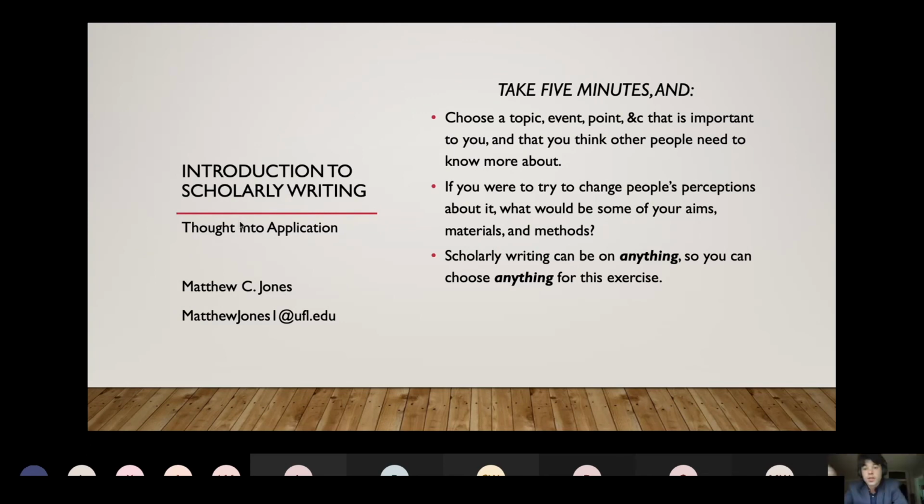It can be literally anything that is on your mind. But again, something that is important to you and that it should be a little bit more important to other people, again, in a position of comparative ignorance to you. So I want you to think about that. If you were to try to change people's perceptions about it, what would be some of your aims, materials, and methods?